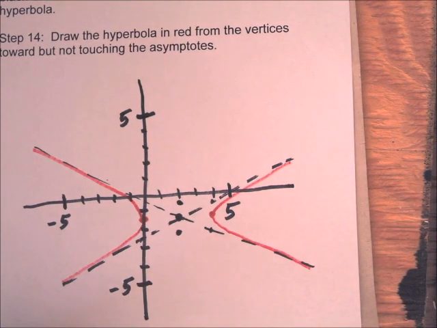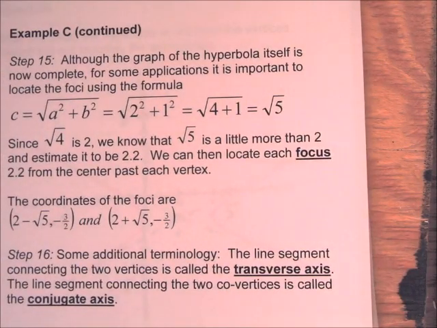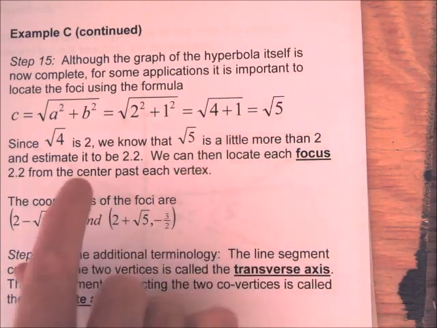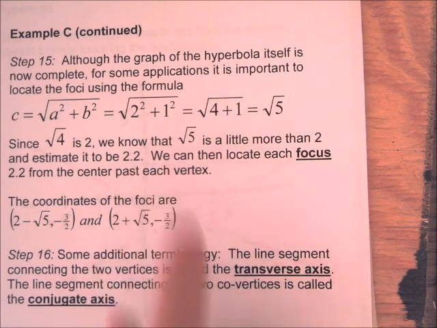We can also compute the foci. For some applications, it's important to know the foci. So for the focus, c is the square root of a squared plus b squared. In this case, the square root of 2 squared plus 1 squared, square root of 5. Square root of 4 is 2. By trial and error, we can estimate about 2.2.